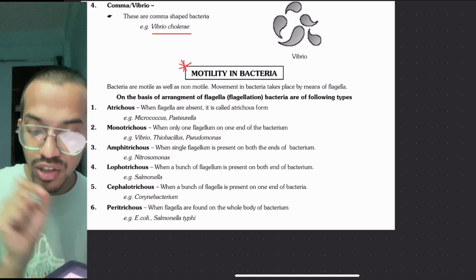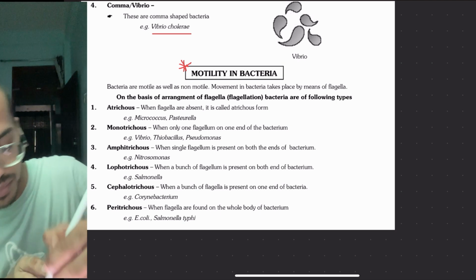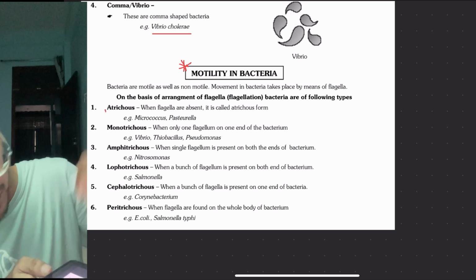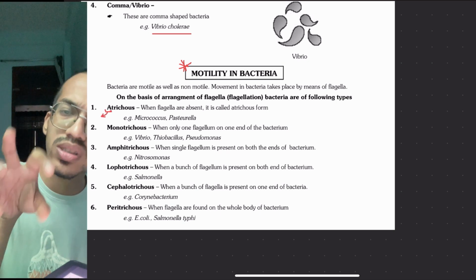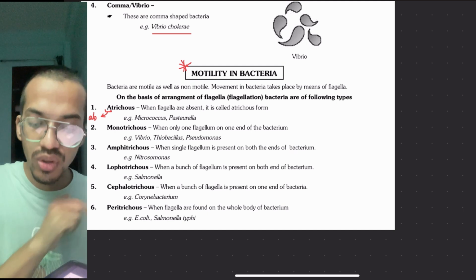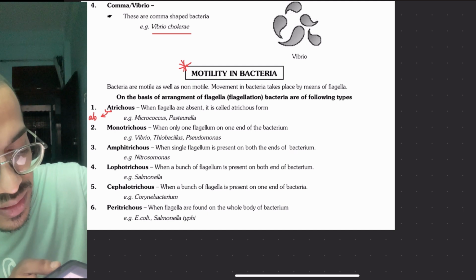Atrichous: A means absent. Whenever the word A is coming, A means what? Absent. So atrichous means those kind of bacteria where flagella is not present, like micrococci. How will it look? Like this. Circular.